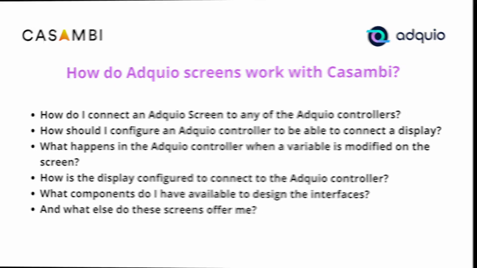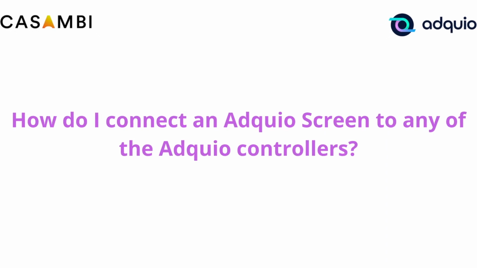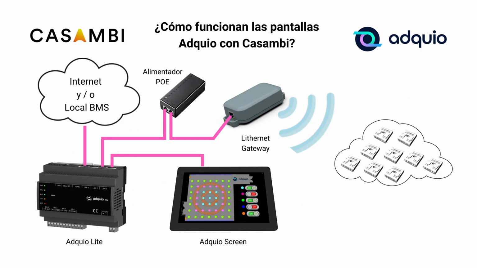Let's go with it. How to connect an Adquio display to an Adquio controller to locally control a Casambi network. As you can see in this simple image, all we are going to need is to connect the Adquio screen to one of the LAN ports of an Adquio Pro or an Adquio Lite with a network cable. If we do it this way, the screen will need to be powered by its own power adapter.